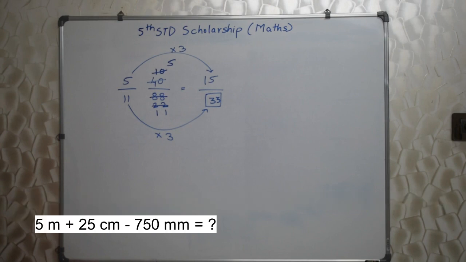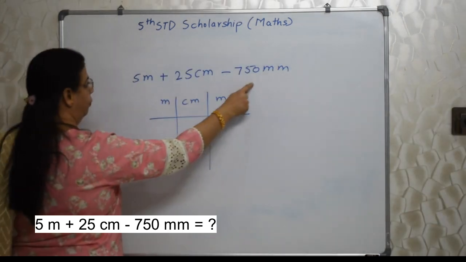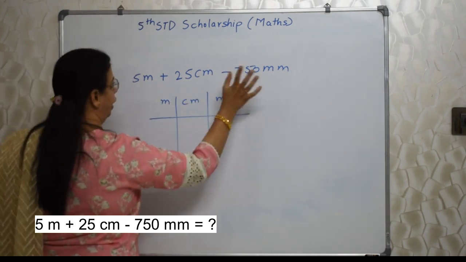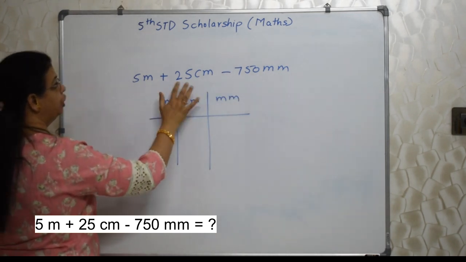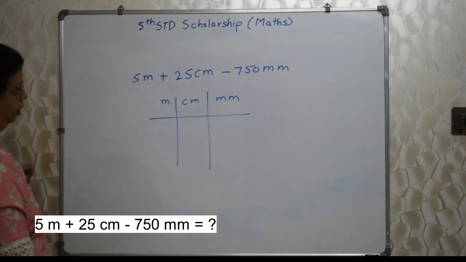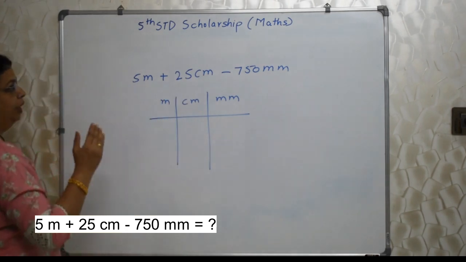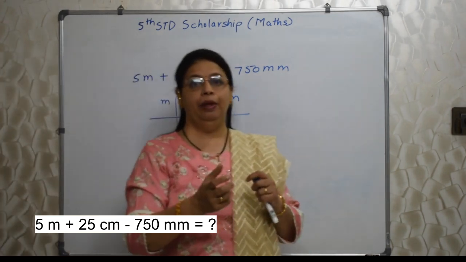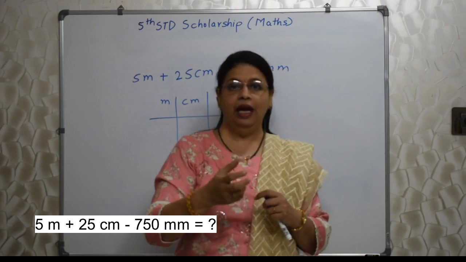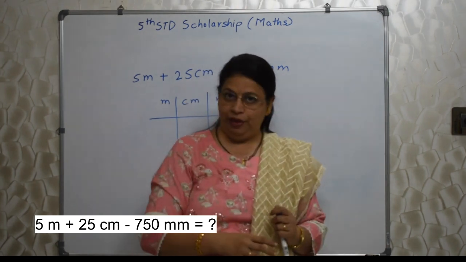5 meter plus 25 centimeter minus 750 millimeter is equal to what? See students, I have written the sum on the board. This is what they are telling us to find out. See, here it is nothing but the addition and subtraction of various units of length. Meter, centimeter, millimeter. Here you are expected to know the relationship of meter with centimeter and centimeter with millimeter and so on. If you know that very well, this sum is going to be very easy.